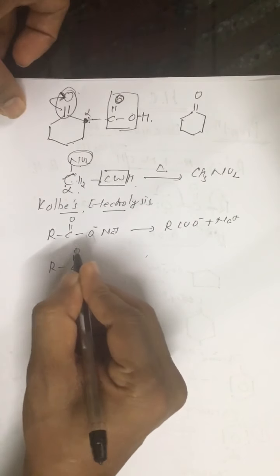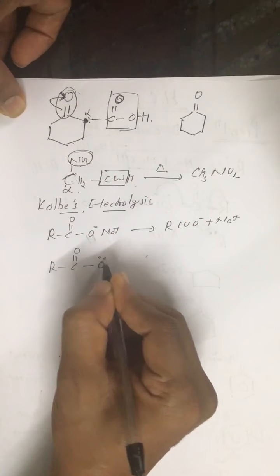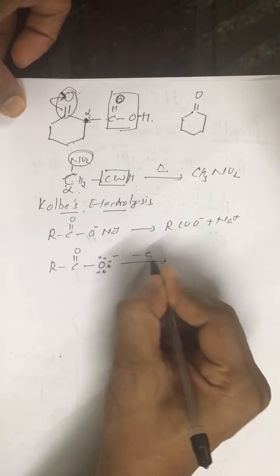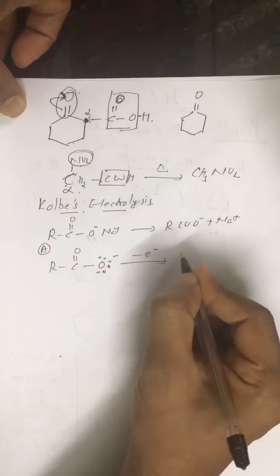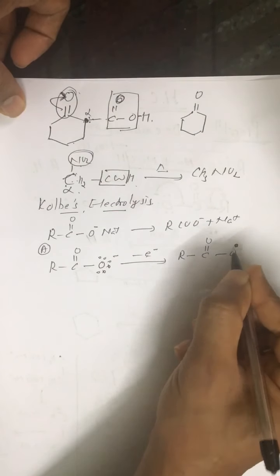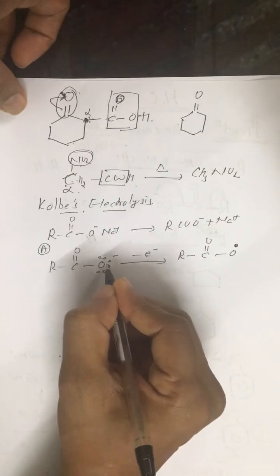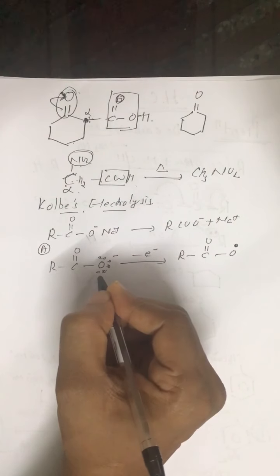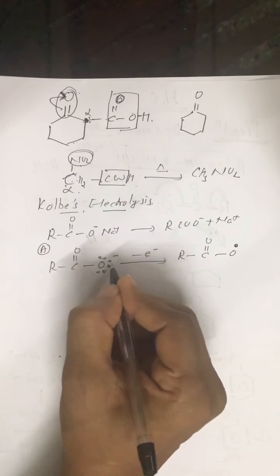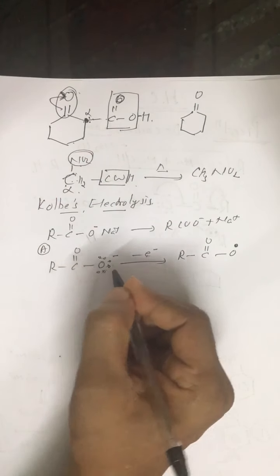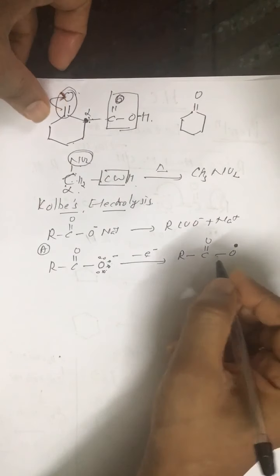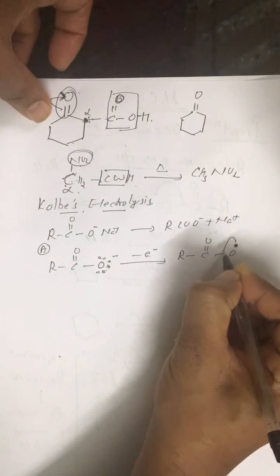This RCOO negative loses an electron at the anode and becomes a free radical, RCOO. This means there are 6 electrons in the outermost shell of oxygen, out of which 1 electron is donated. So now we have 5 electrons, so this one is the free radical.